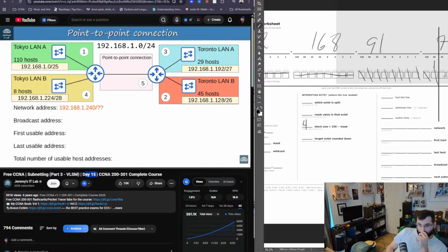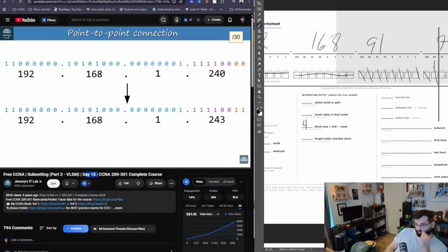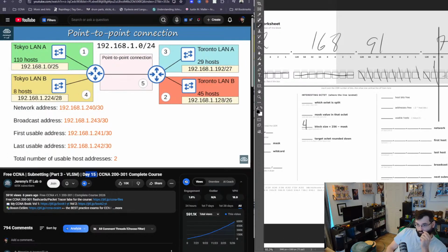Okay, let's check. 30. So, a /30 prefix length allows for two hosts. 192.168.1.240 is the network address, and 192.168.1.243 is the broadcast address. So, here are the answers for the point-to-point connections. There are only two usable host addresses, one for the Tokyo router and one for the Toronto router.